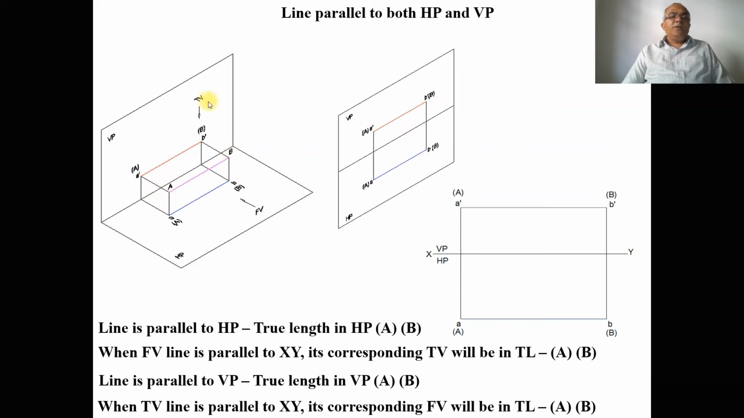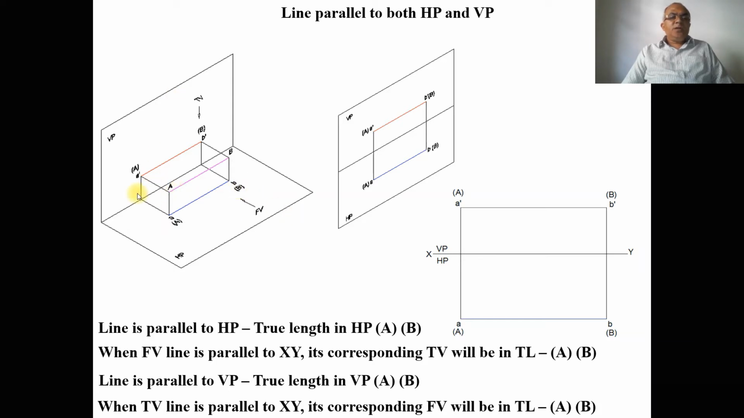Naturally, when you look from the top view, it is projected onto the horizontal plane, where you can see small a and small b. These two are at equal distance from the vertical plane. Since it is equidistant from the vertical plane, the line is parallel to VP. So in other words, this line A dash B dash, since it is parallel to HP, we can see the true length in HP. That is capital A and capital B.